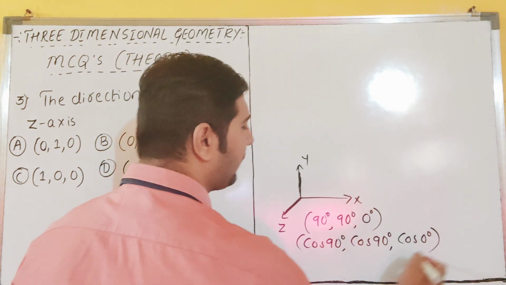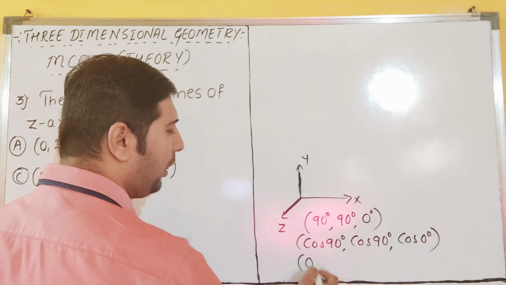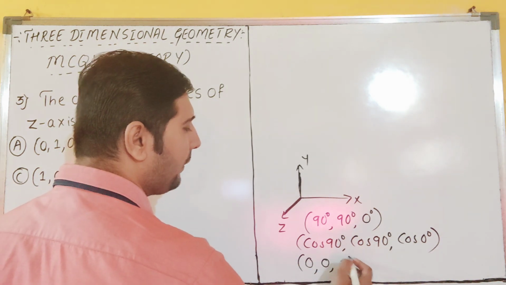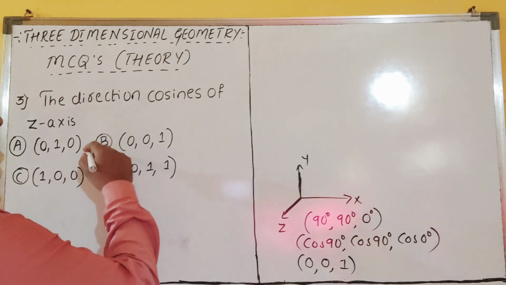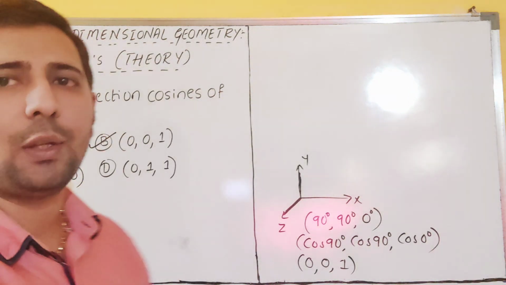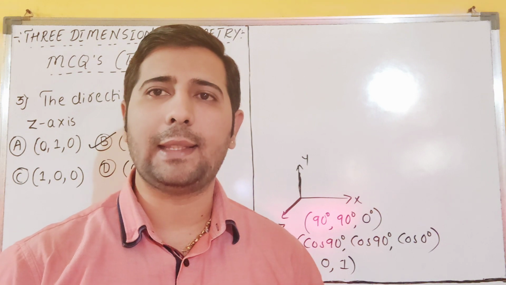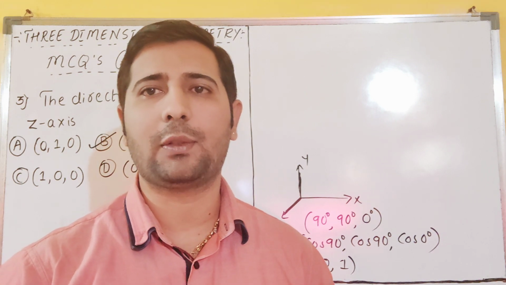Has everyone understood this one? So cos 90 is 0, cos 90 is 0, cos 0 is 1. So 0, 0, 1 is our answer. That is there in option B, dear students. B for bingo. I hope you are understanding this. We'll go for the next question. Please copy this.